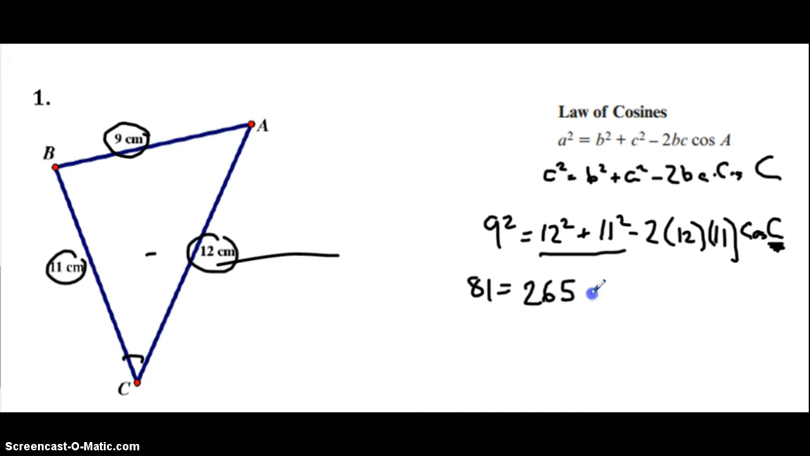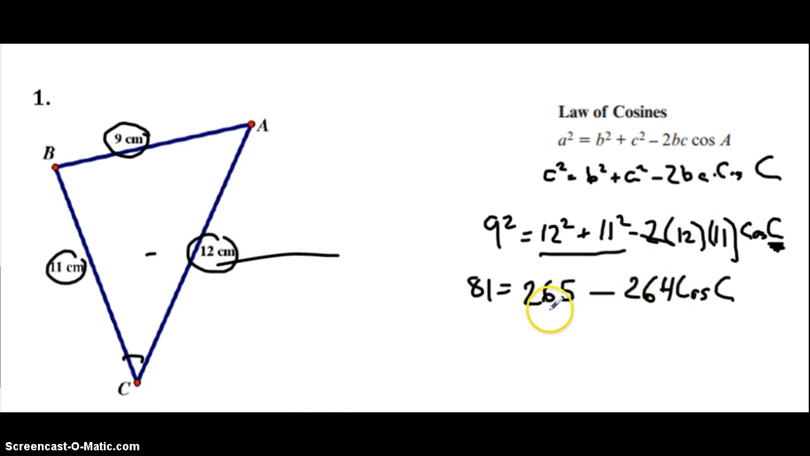265 minus, let's see, this is 2 times 12 times 11, just doing it on the calculator, okay, minus 264 cosine C. So be very careful here. All you have to do is three things. Square what's on the left side of the equation, square these and add them together, and multiply these together, okay? Don't do anything else.